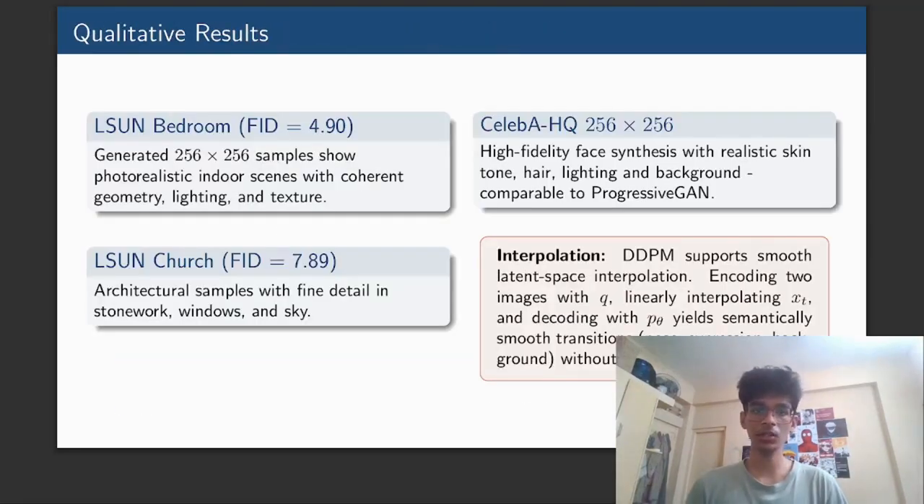Now these were some of the models on which the authors have run. These are some of the datasets on which the authors have run the model, and their descriptions are given, and some of the FID scores are given. We also see that the model can be easily interpolated.